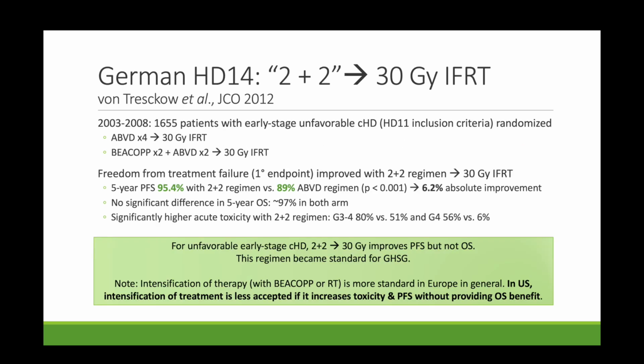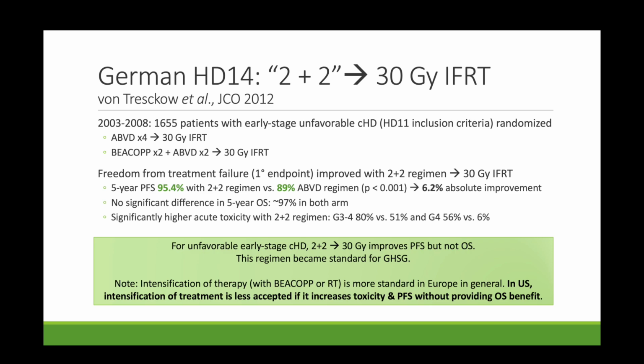Jumping back to the German Hodgkin Study Group for a second, I want to mention this 2+2 chemotherapy regimen that you might hear about, which came from the German HD14 trial. So this was a study of patients with early stage unfavorable disease, just like HD11, so unfavorable by the German criteria. And they randomized patients to either ABVD times 4 followed by 30 gray of radiation, or the 2+2 chemo regimen followed by 30 gray. Now, what's 2+2? 2+2 is 2 cycles of BEACOPP and 2 cycles of ABVD, and then they followed that up with 30 gray of radiation.